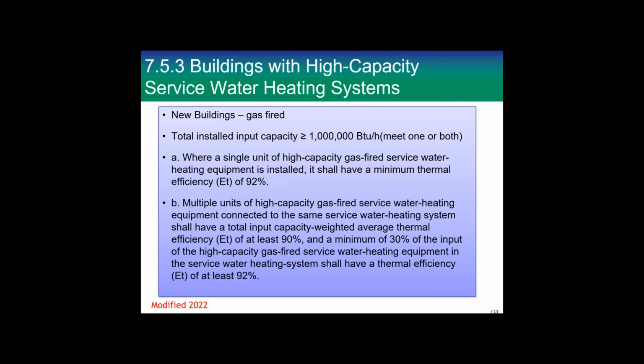Buildings with high capacity service water heating systems. So you'll see this is going to say the same thing, that if you've got a system over a million BTUs, you're going to end up with a condensing boiler. Now, this will allow you to use a mixture of condensing boilers and regular boilers, as long as the combination comes up to this 90% average. So there's a little bit of play in there, but now condensing boilers have become so commonplace that that's probably mostly condensing boilers. So it's a really big system.